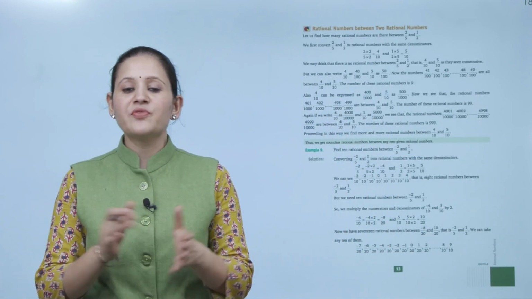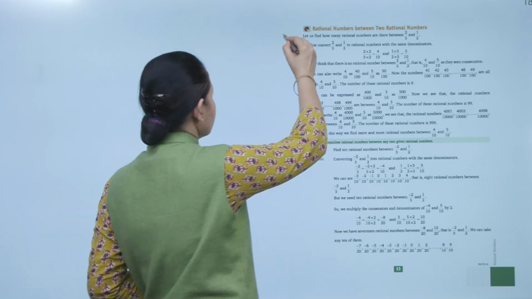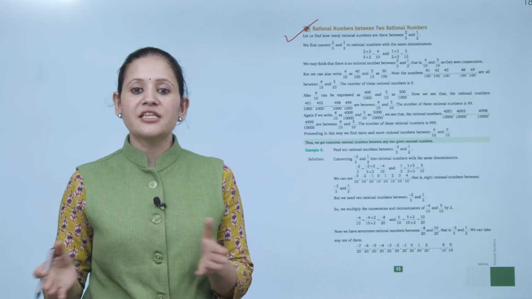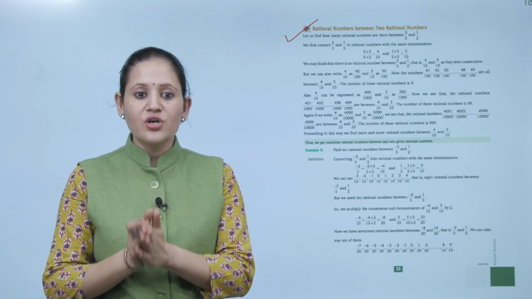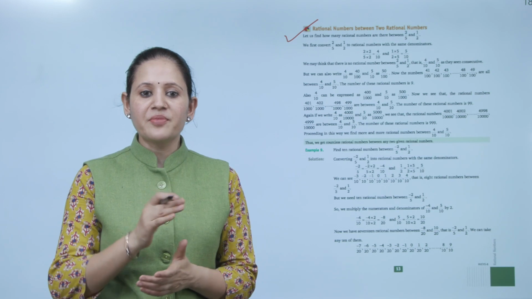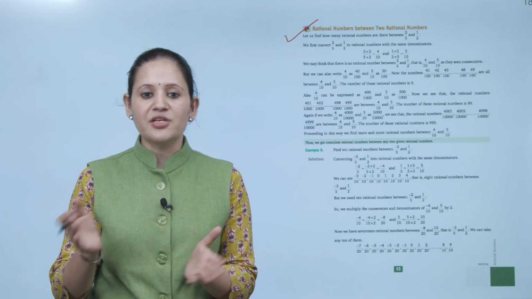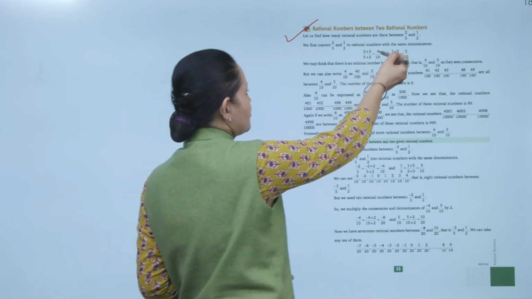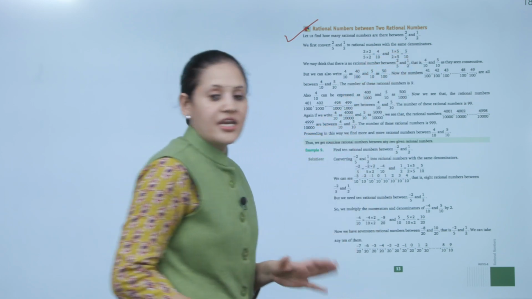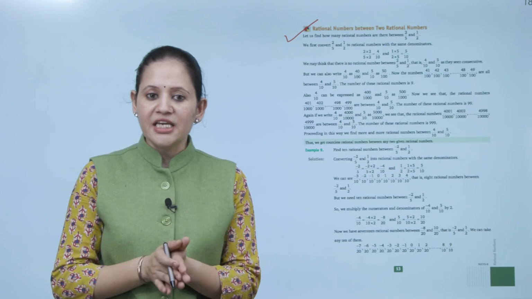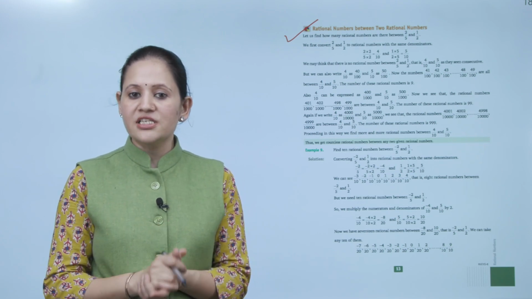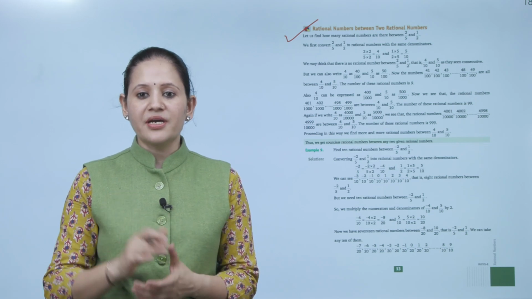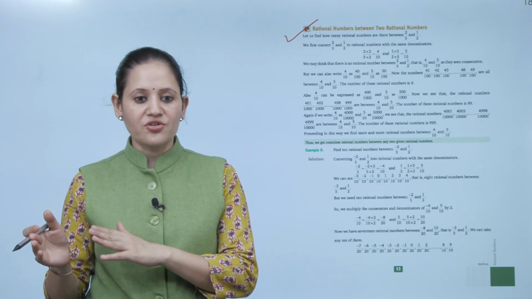Next, rational numbers between two rational numbers. Let us find how many rational numbers there are between 2 by 5 and 1 by 2. So first we convert 2 by 5 and 1 by 2 into rational numbers with the same denominator. So for that we will take the LCM. So that is equal to 4 by 10 and 5 by 10. Now the denominators are the same. So we may think that there is no rational number between 2 by 5 and 1 by 2, that is 4 by 10 and 5 by 10, as they seem consecutive.